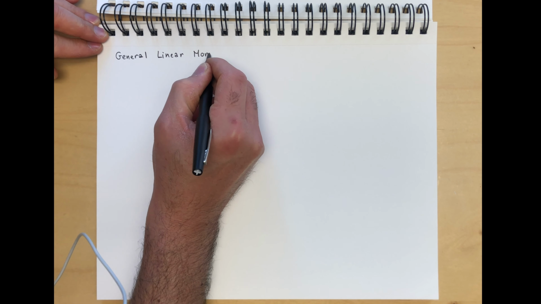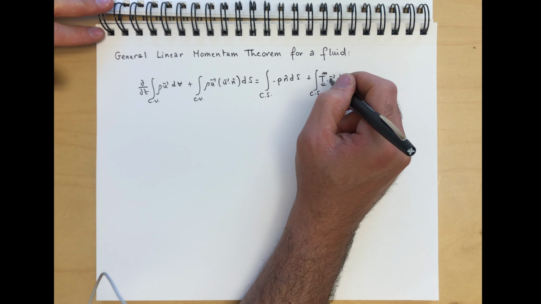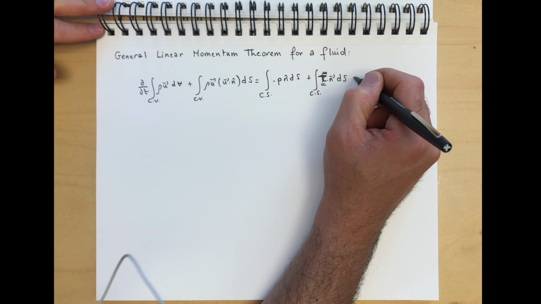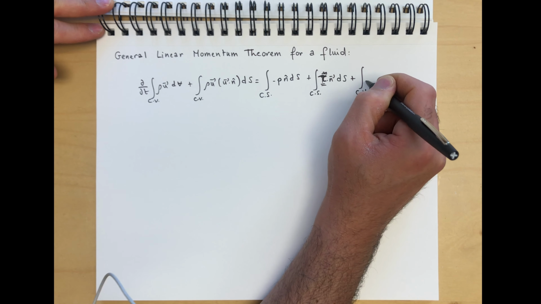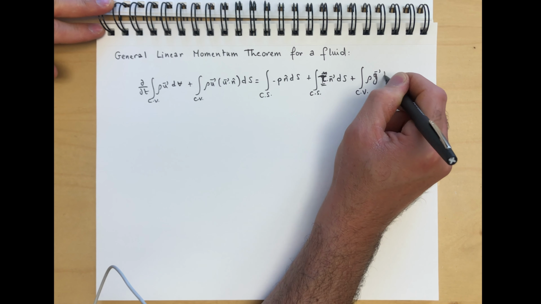that's partial by partial t integral rho u dv over the control volume plus the momentum fluxes rho u dot n ds is equal to the integral over the control surface of minus p n ds plus the integral over the control surface of t dot n, so this is t dot n ds, or tau dot n ds, plus the gravitational body force for the control volume, rho g dv.